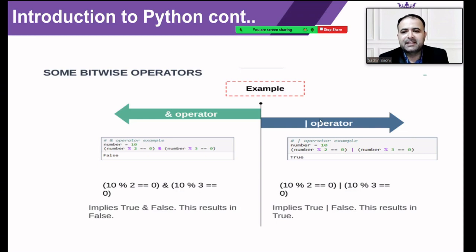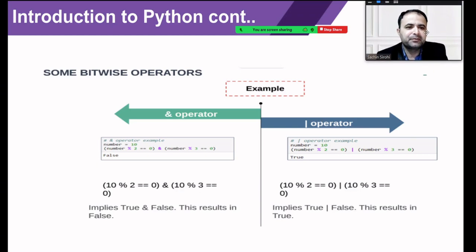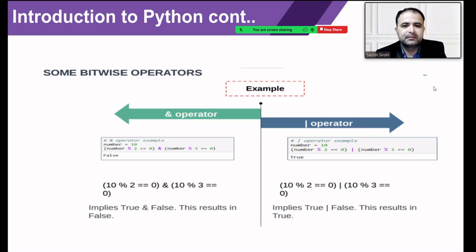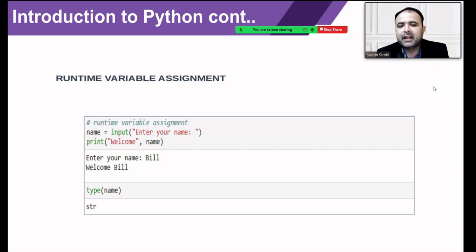So this is the example of the bitwise operator. The bitwise operator works on bits, not directly on the value. Runtime variable assignment: I have already covered how we can input values at runtime with the help of input, and we can print them.